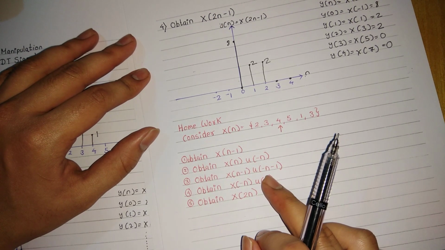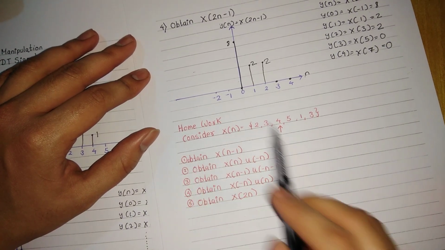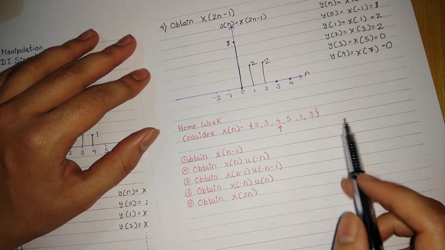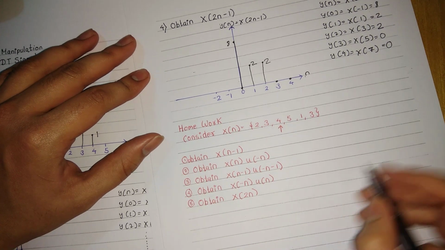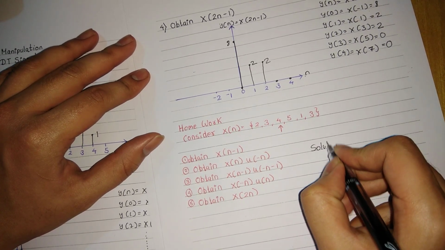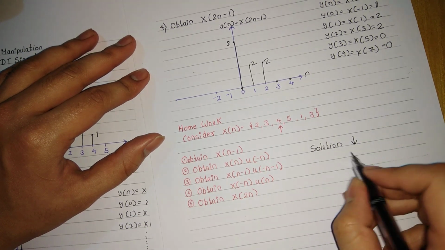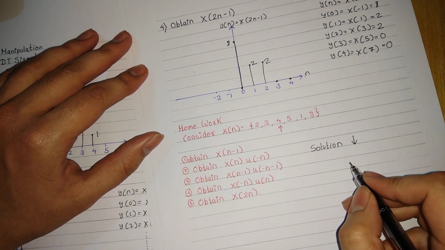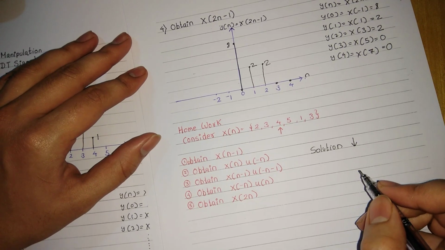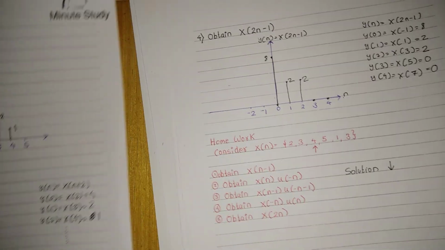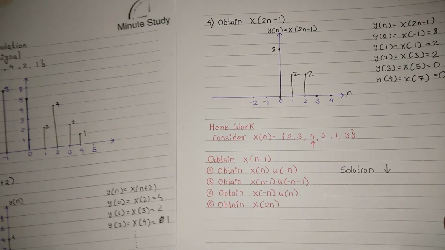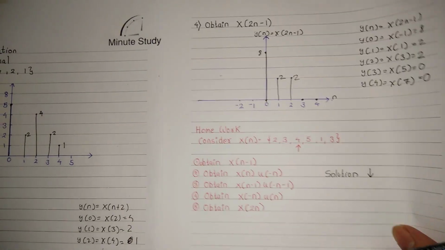So guys, this is a homework question. If you want to solve on your own, you can just take this DT signal and perform all these operations, and I have provided the solution to this homework question in the link below, in the description of this video. I hope you guys have understood the signal manipulations. Okay, thank you.